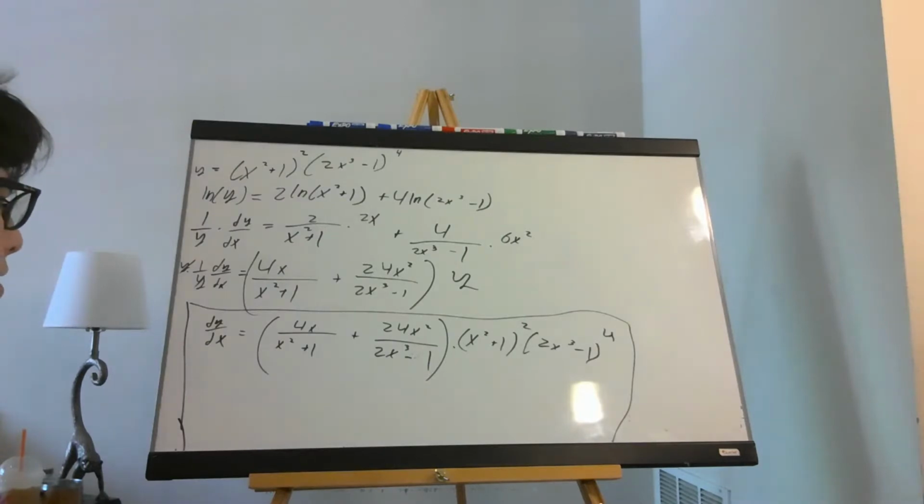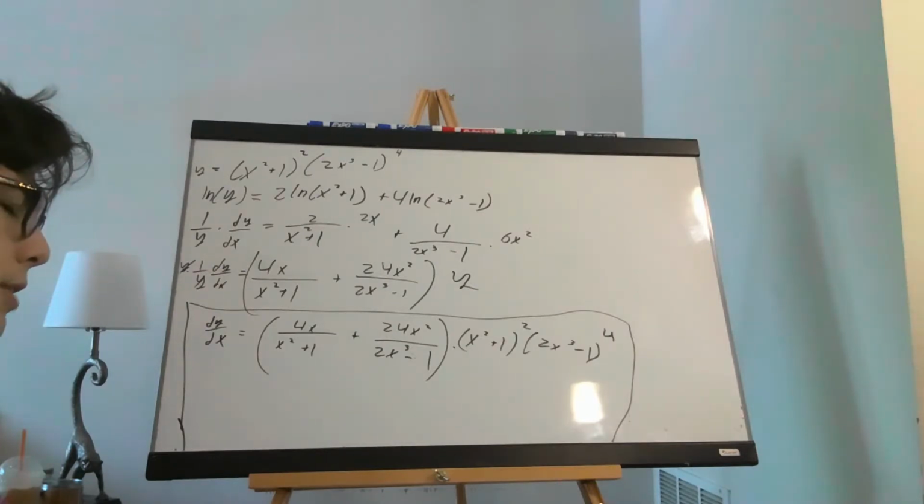So that's all I got for today. A couple last notes. Derivative of distance becomes velocity. Derivative of velocity, acceleration.